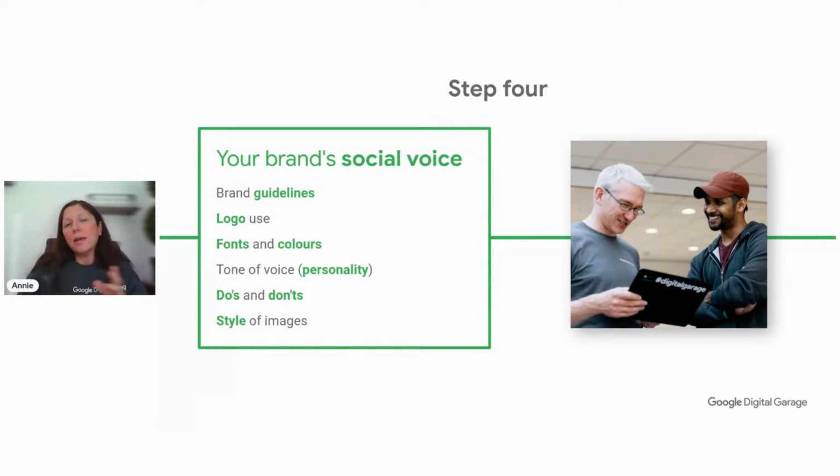So once we know the kind of platforms that we think are going to be best suited to our audience, and we know the goals we're going to have for those audiences, we need to think about what kind of tone of voice we will have. And one of the great things to do is to start with a document, which is basically your brand guidelines.